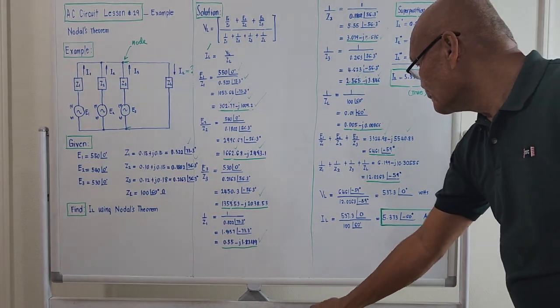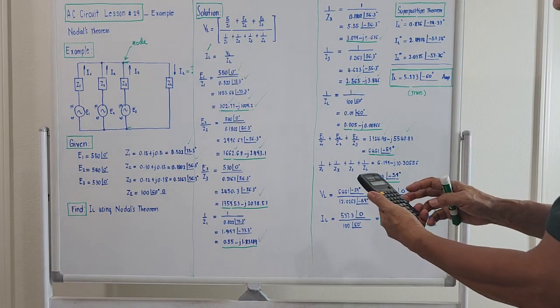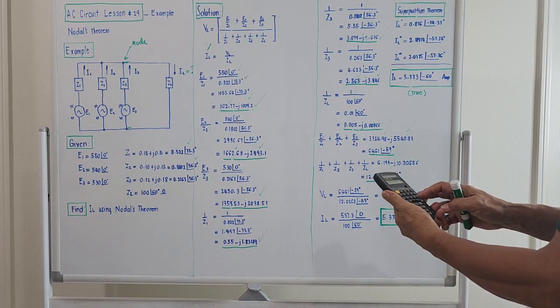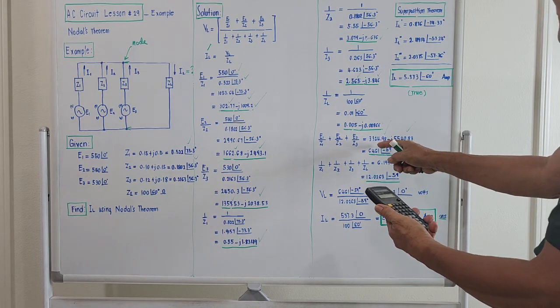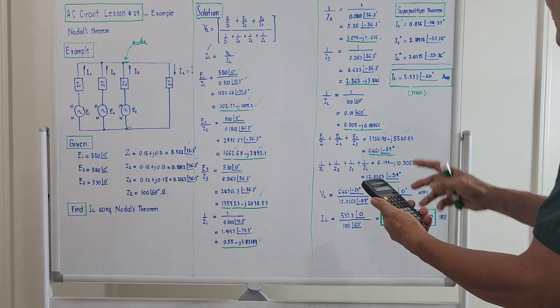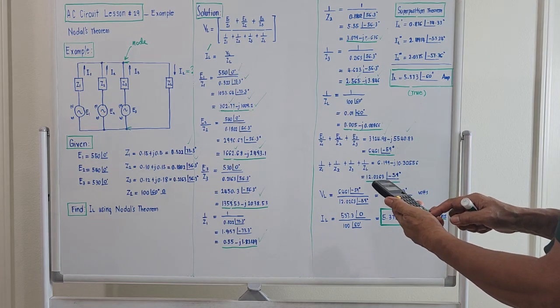We can check it. You display 59, okay, take the cosine. We take the reciprocal of that times the real part, 3324.98.